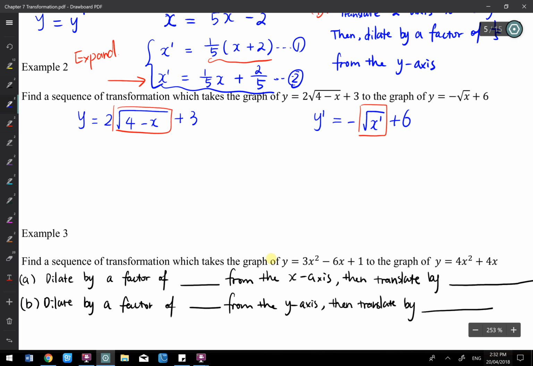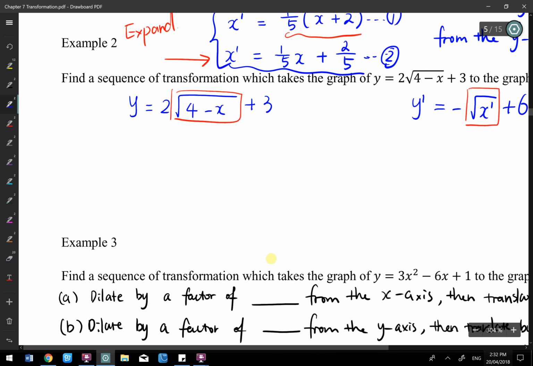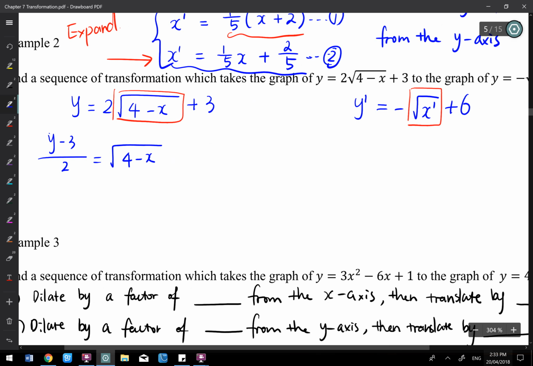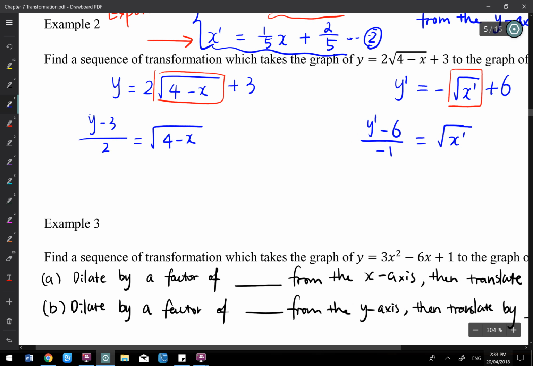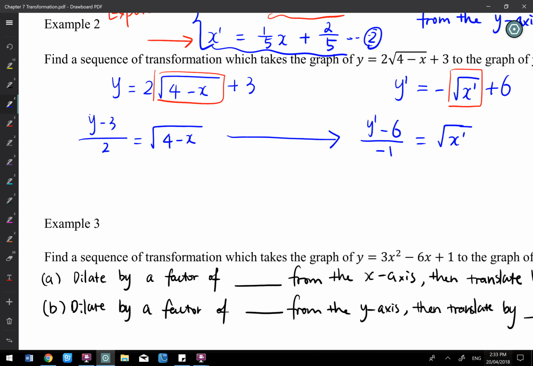So what we should do is, for that one, y minus 3 over 2 equals square root 4 minus x. And on this side, y dash minus 6 over negative 1 equals square root x dash. Okay, so this equation goes to that one. So that's what we have.